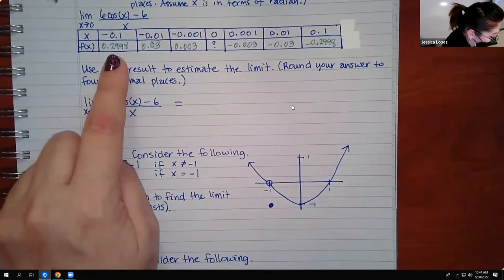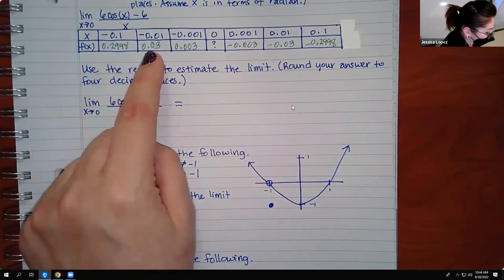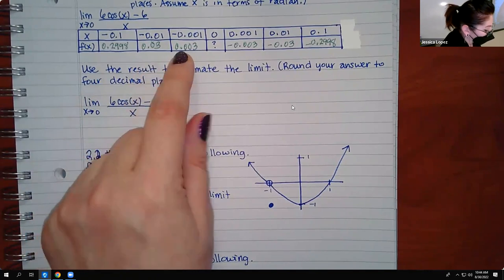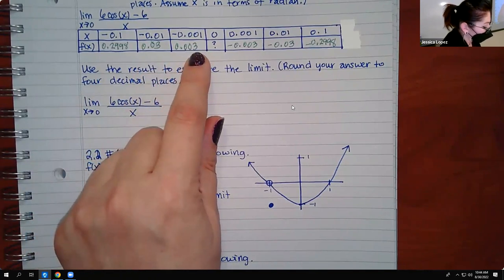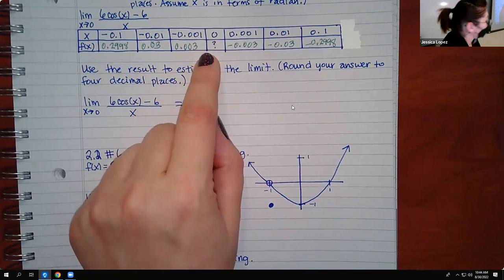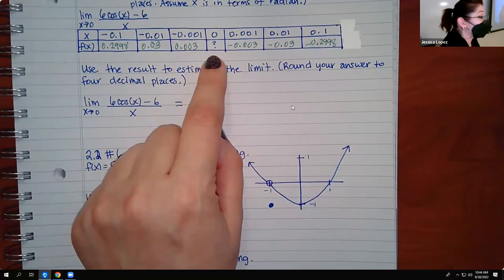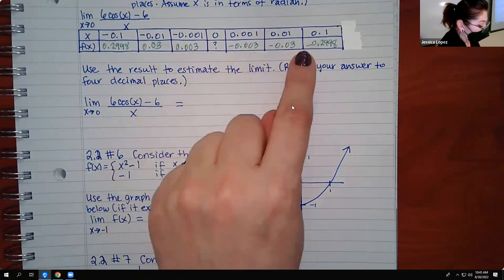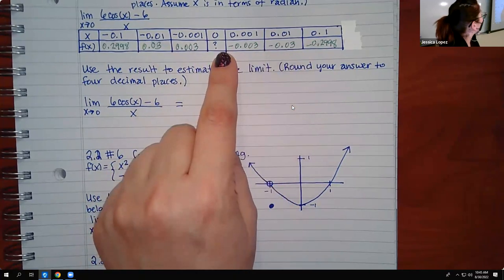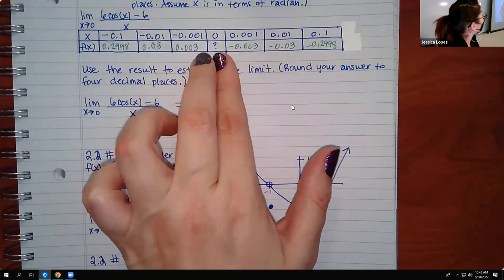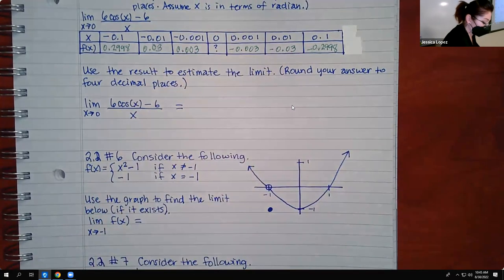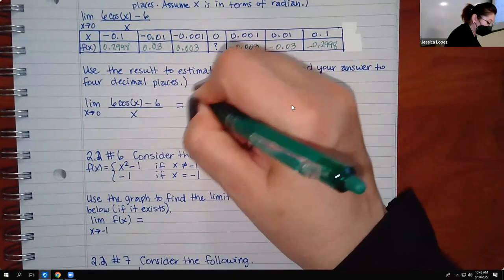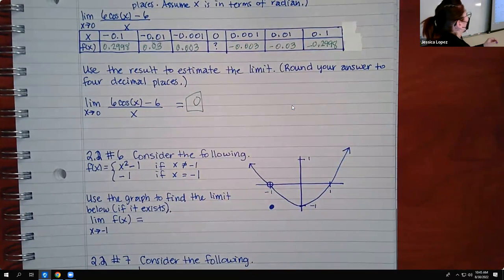It went from about 0.3 to about 0.03 to 0.003. If I were to go even closer, it'd probably be 0.0003 on the positive side. And over here, the Y values are actually on the negative side. But in both cases, what number are they approaching? Zero. And so that's the way you find the limit, but numerically.